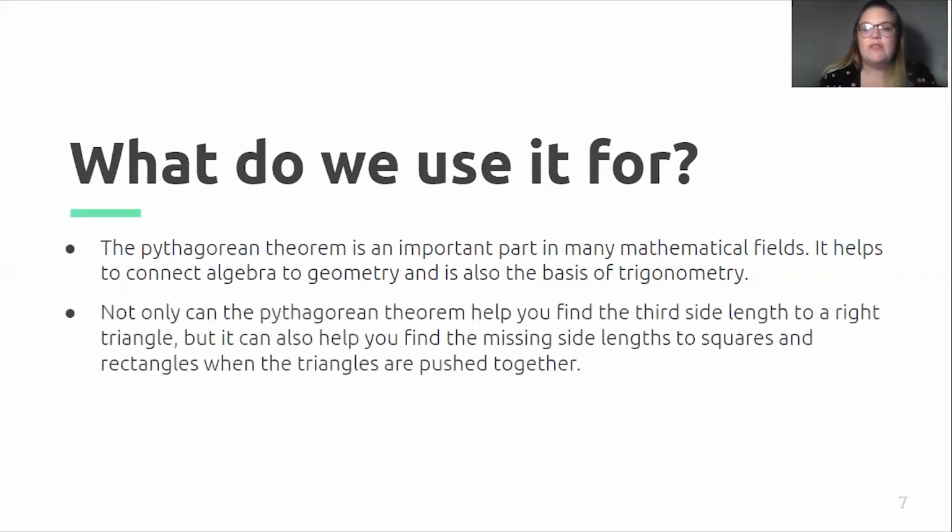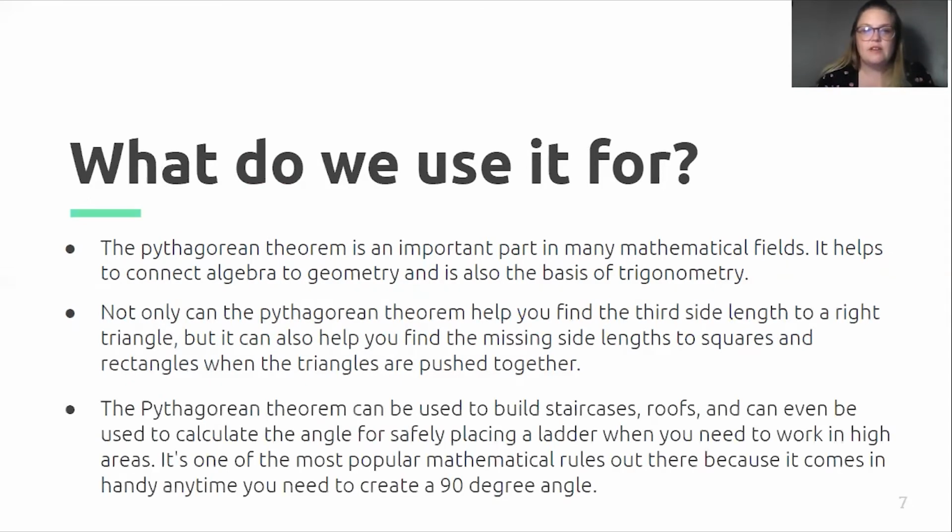Not only can the Pythagorean theorem help you find the third side length to a right triangle, but it can also help you find the missing side lengths to squares and rectangles when the triangles are pushed together. We'll practice looking for different instances of this in our examples today so that you can learn how to see these triangles when you're trying to solve problems.